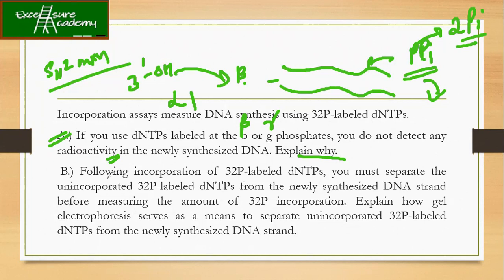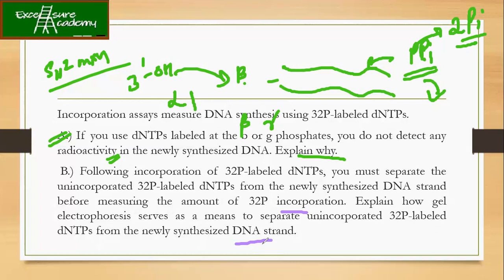Now let's go to the next question. Following incorporation of the 32P labeled dNTPs, you must separate the unincorporated labeled dNTPs from the newly synthesized DNA strand before measuring the amount of the 32P incorporation. Of course. So here it says that we have to separate labeled and unlabeled. Now, explain how gel electrophoresis serves as a means to separate the unincorporated 32P labeled dNTPs from the newly synthesized DNA strand. So guys, this is really very simple.